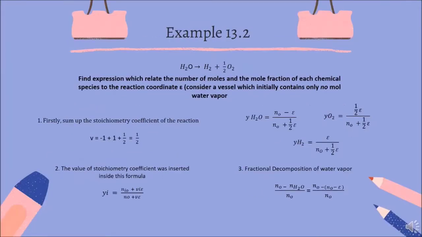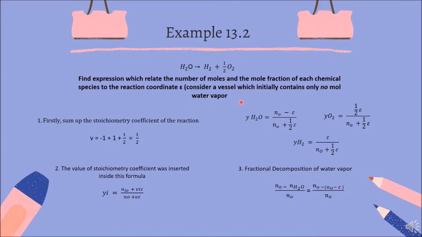Now we move on to the second example, which is example 13.2. The reaction was given here: H2O equals H2 plus 1/2 oxygen. And the question is, find the expression which relates the number of moles and the mole fraction of each chemical species to the reaction coordinate. Consider a vessel which initially contains only n moles of water vapor.